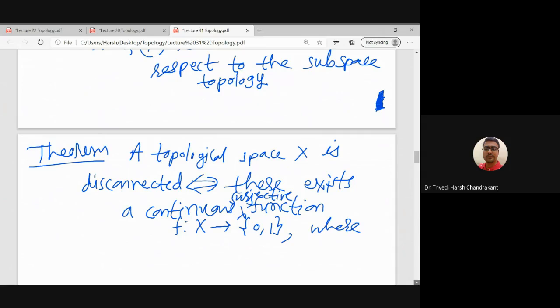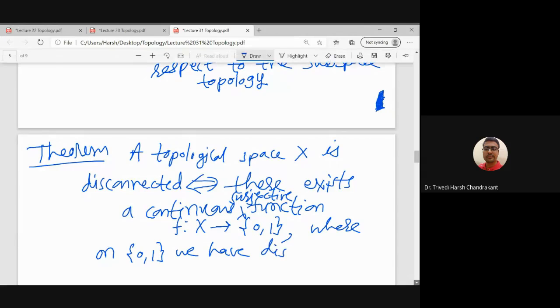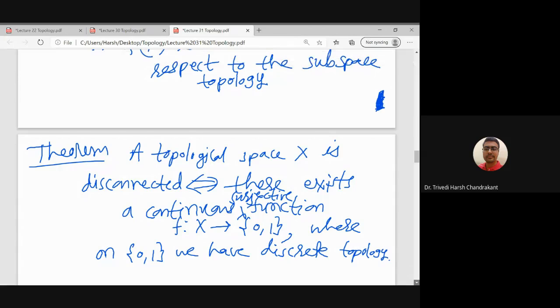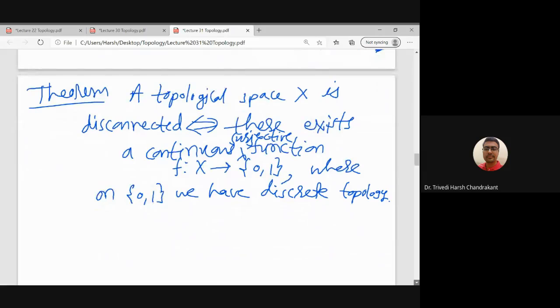So I should have a topology on the set {0, 1}, right? So on {0, 1}, we have the discrete topology. We know that any finite subset of the real line, by considering the subspace topology, has the discrete topology. So {0, 1} is a subspace of the real line, so it is natural to consider the discrete topology on that.